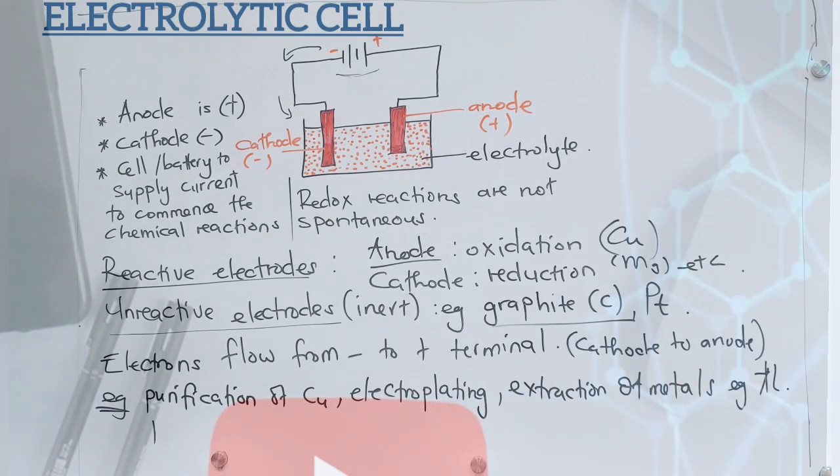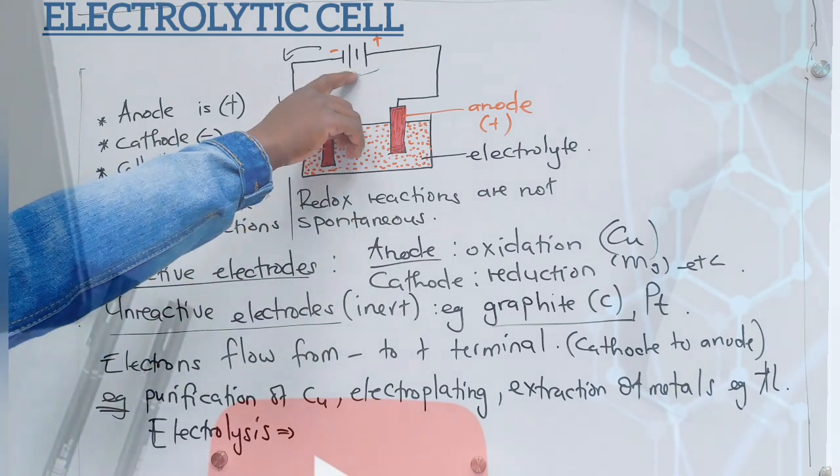An electrolytic cell can be used in the purification of copper, electroplating, and extraction of aluminium metals by the process called electrolysis. Electrolysis is the decomposition of the electrolyte into its ions by the use of electricity.